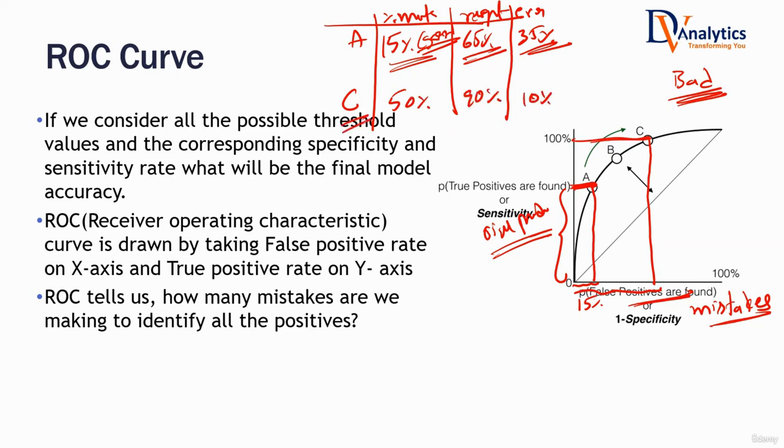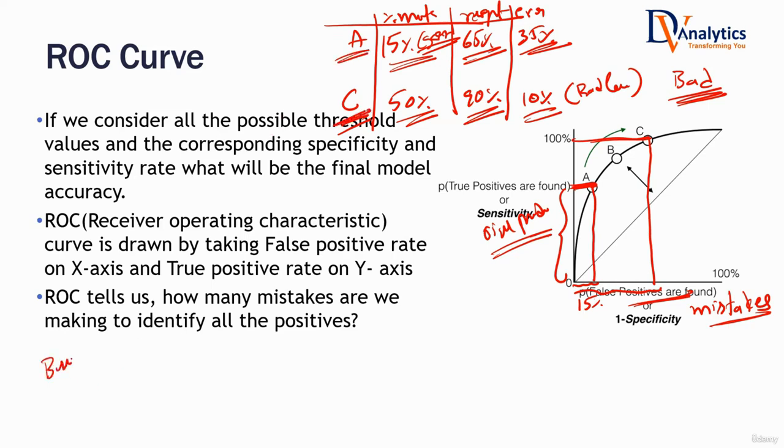If you go for scenario C, how many good customers' loans will you reject? How many good customers' applications will you reject? 50%. How many of the bad customers will you capture? 90%. How many risky loans will you give? How many bad loans will you give? 10%.